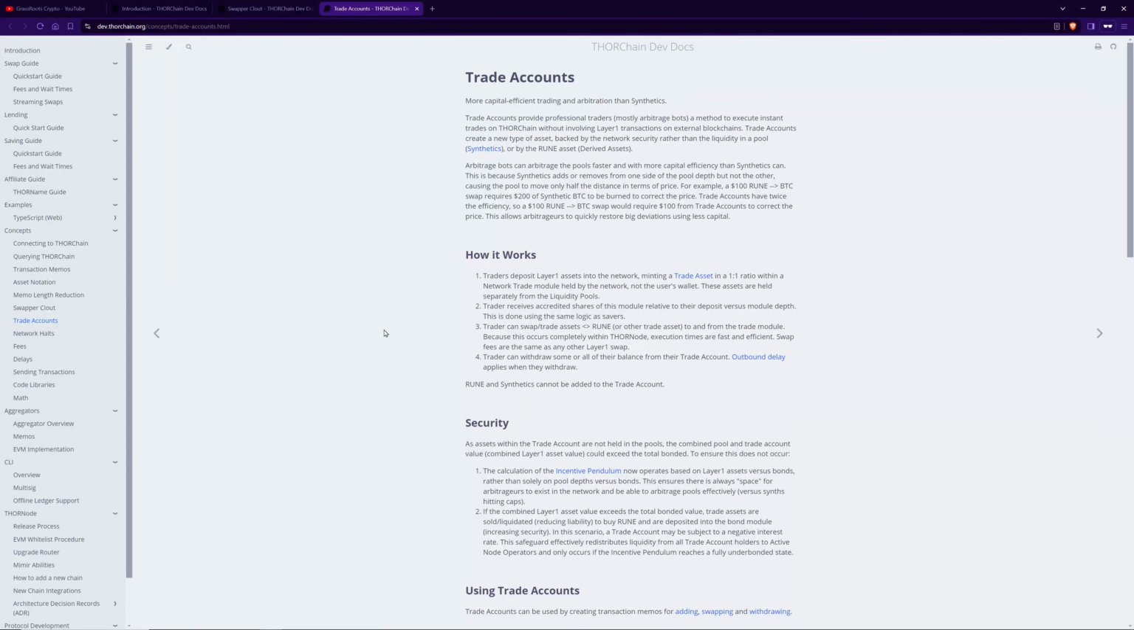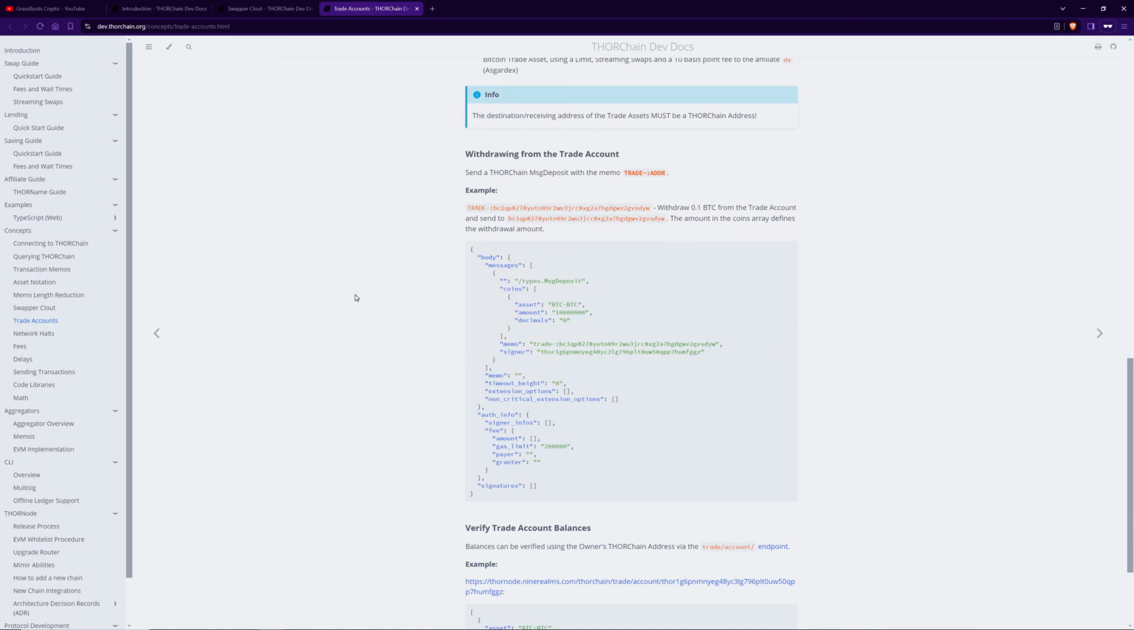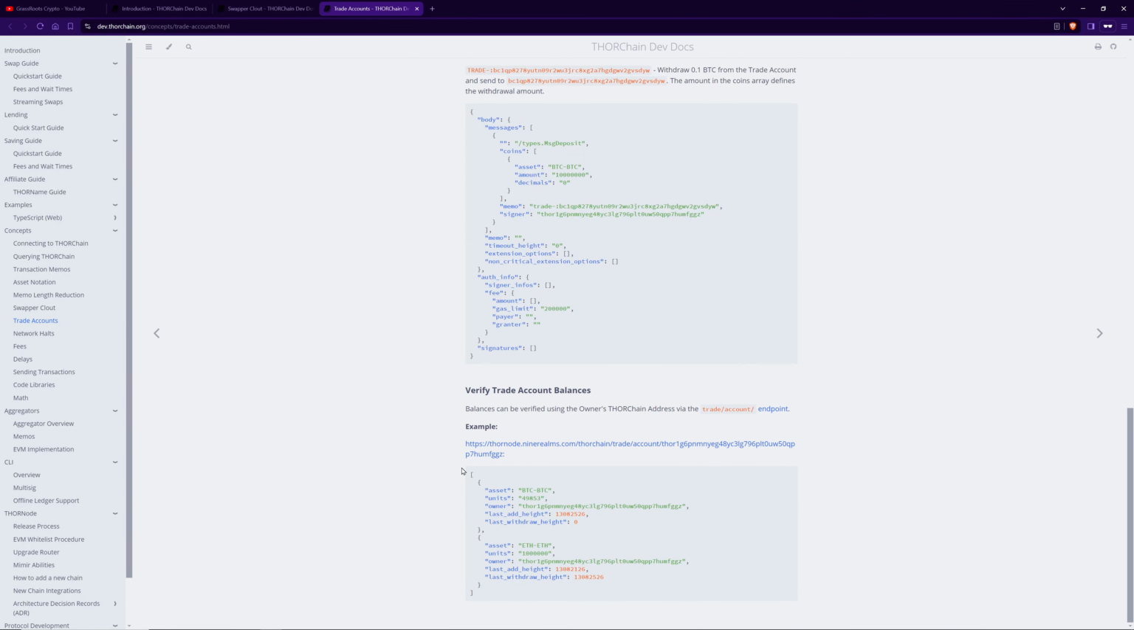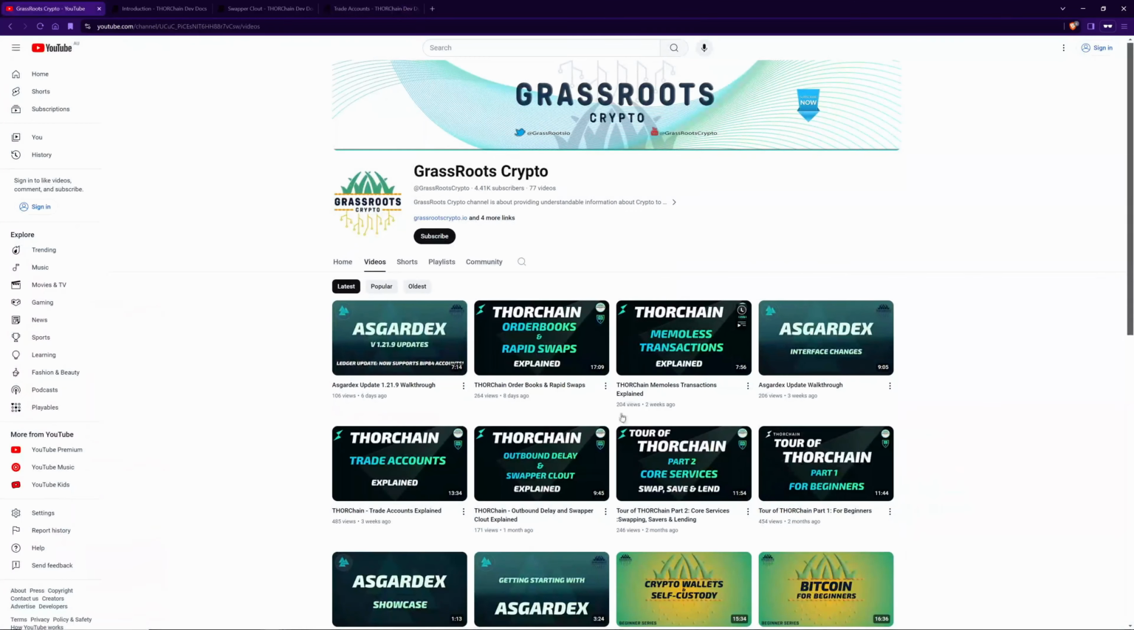Trade accounts is a pretty cool feature. You can read more about it here on the dev docs and have a look at some of the examples on how to utilize them, as well as how to view the current balances. If you want more information, obviously you can read the dev docs, or you can have a look at the video I made that goes into trade accounts in some degree of detail.